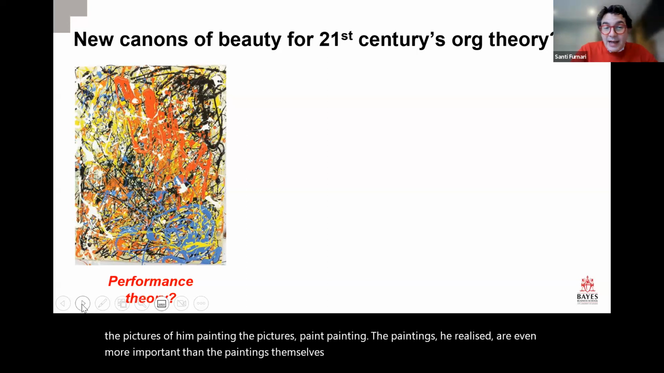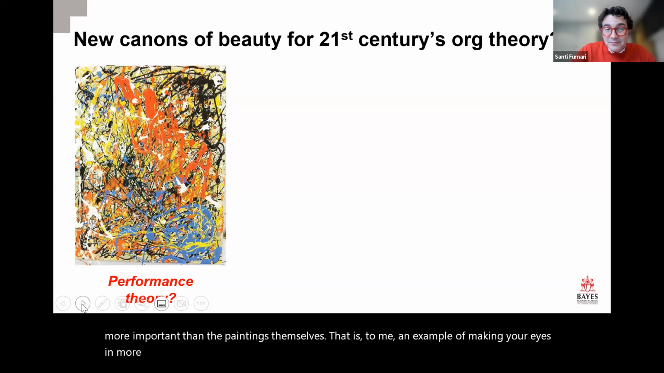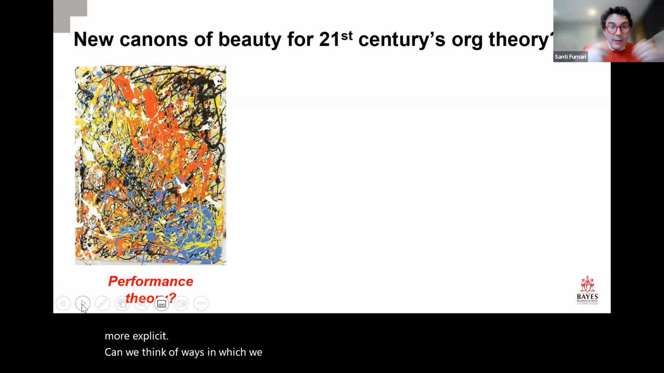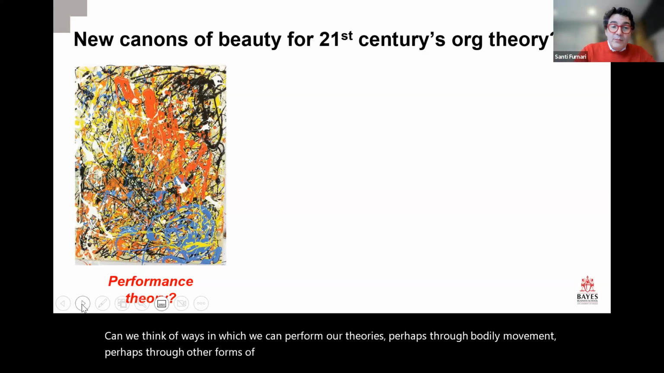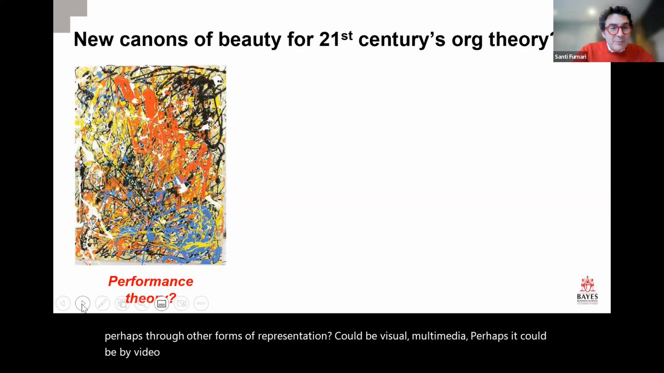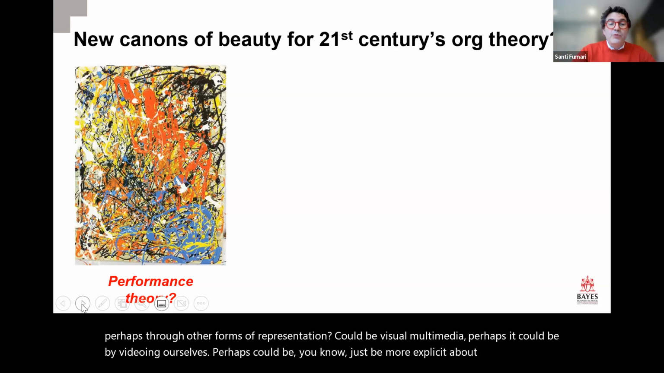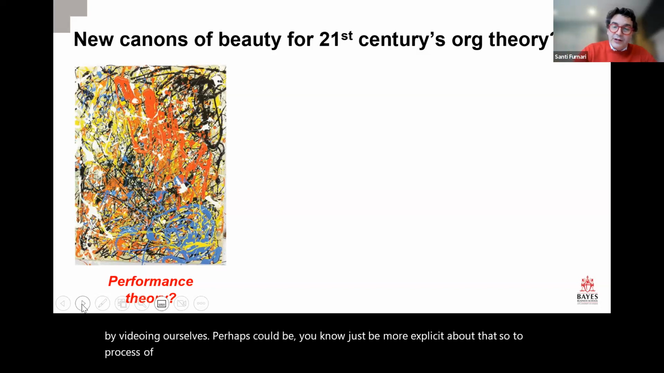That is, to me, an example of making theorizing more explicit. Can we think of ways in which we can perform our theories? Perhaps through bodily movement, perhaps through other forms of representation, could be visual, multimedia, perhaps it could be by videoing ourselves, perhaps it could be just being more explicit about that process of creation and discovery.